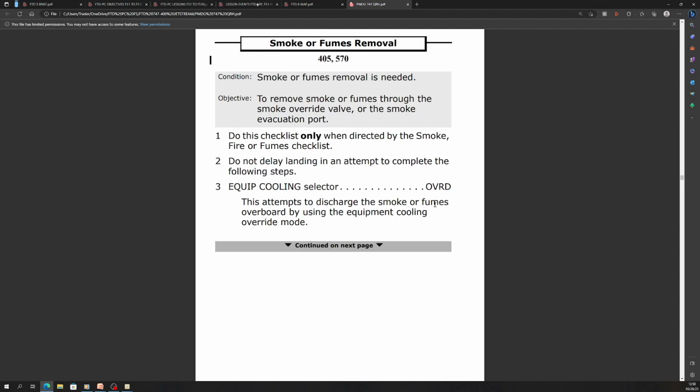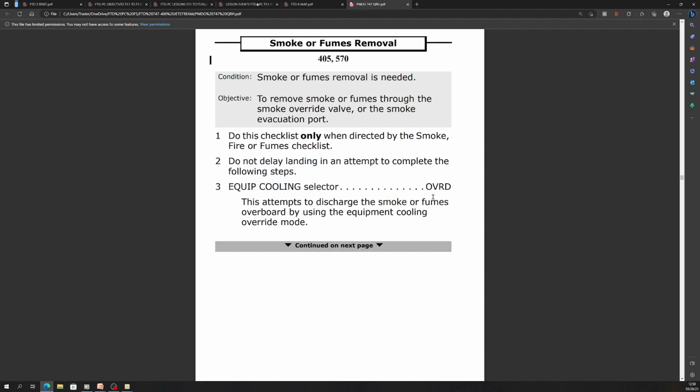Condition: smoke or fumes removal is needed. Objective: to remove smoke or fumes through the smoke override valve or the smoke evacuation port. Do this checklist only when directed by the smoke, fire, or fumes checklist. Do not delay landing in an attempt to complete the following steps. We're going to bring the equipment cooling selector to override.